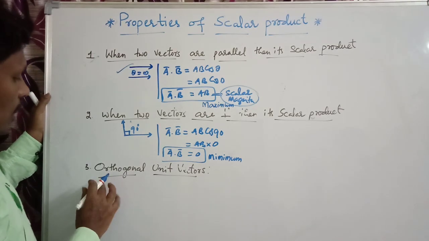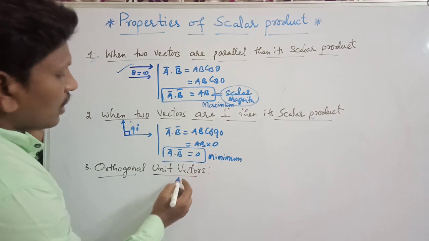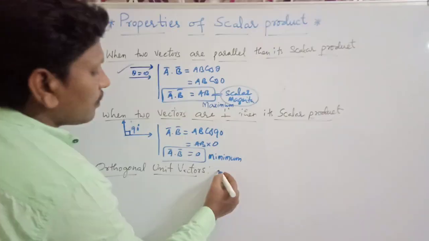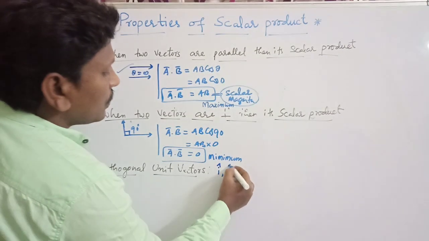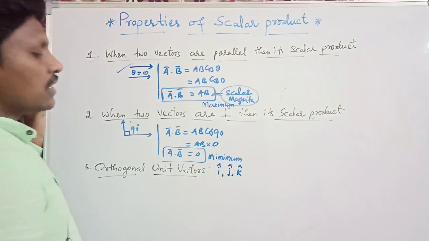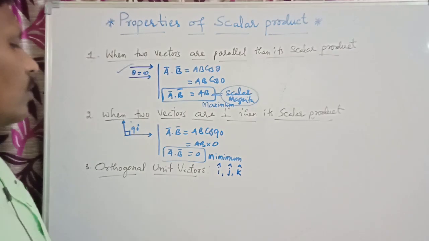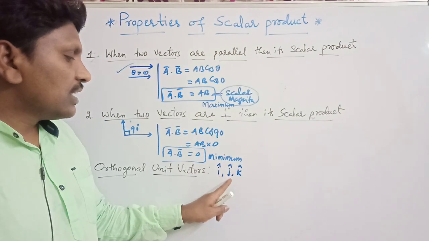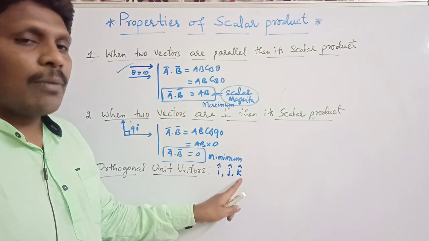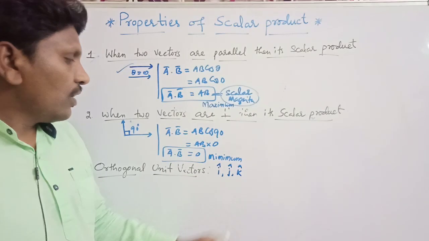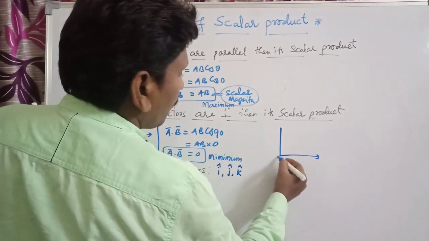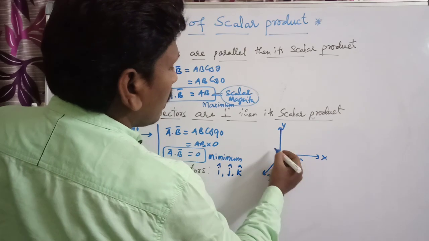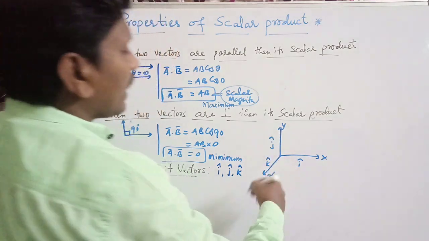And the third property is orthogonal unit vectors. What are the orthogonal unit vectors? That we can say i cap, j cap, k cap. These three are called orthogonal unit vectors, where i cap is always taken along the x axis, j cap along the y axis, and k cap along the z axis. Okay, so that we can simply understand like this: x, y and z, i cap, j cap and k cap.